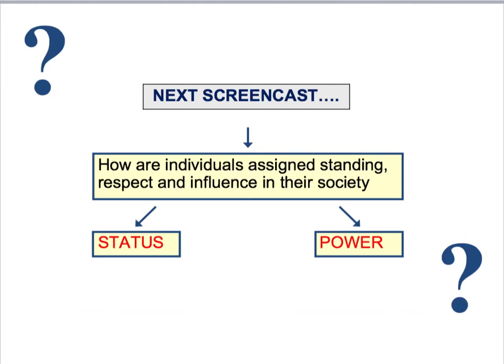Okay, so in this screencast we've started to look at how individuals are assigned their standing and their respect within society. What we're going to do in the next screencast is have a look at this issue about influence, and we're going to do that by looking at the concept of power.